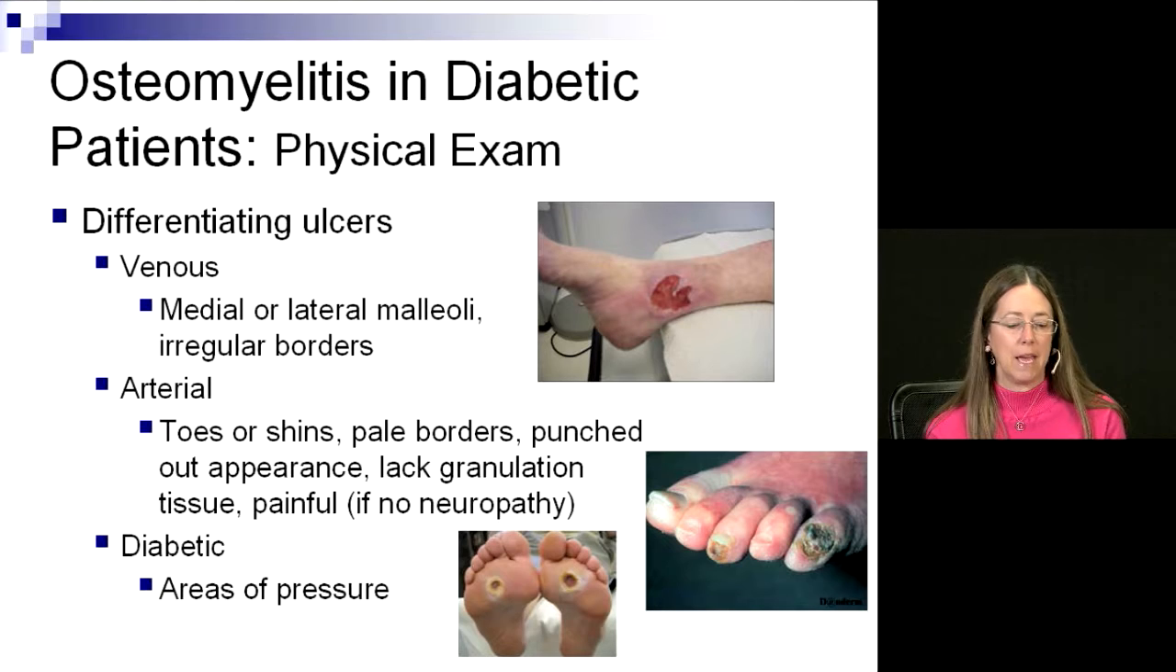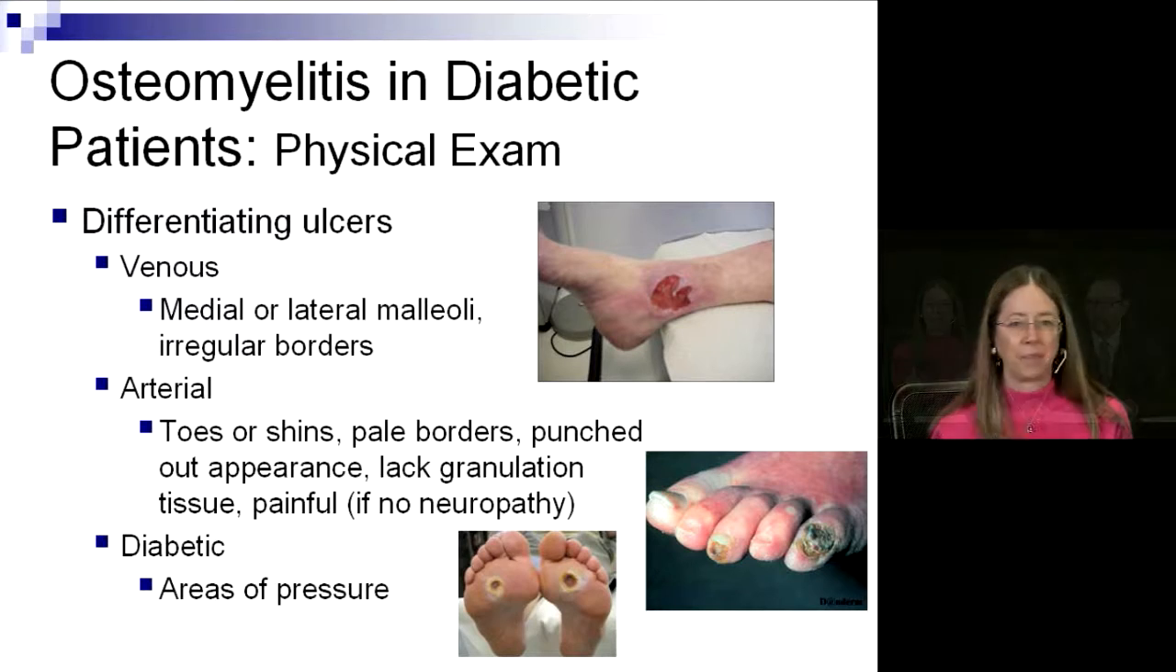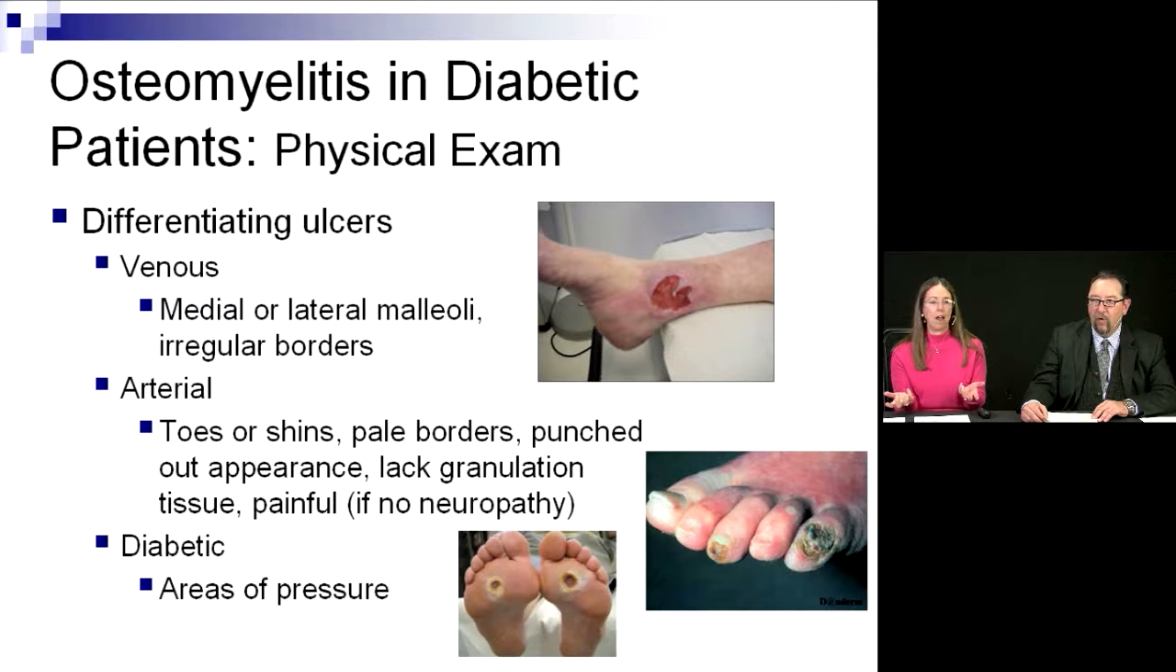Arterial is different, though. It tends to be the end parts, toes, shins. The borders are pale because it's just not getting a lot of great blood supply, and it looks like somebody took a hole punch and punched a hole out of your skin. Yeah, look at that 4th toe. There's a white circle there that's going to be a hole punch. It's perfect, and it doesn't heal well.